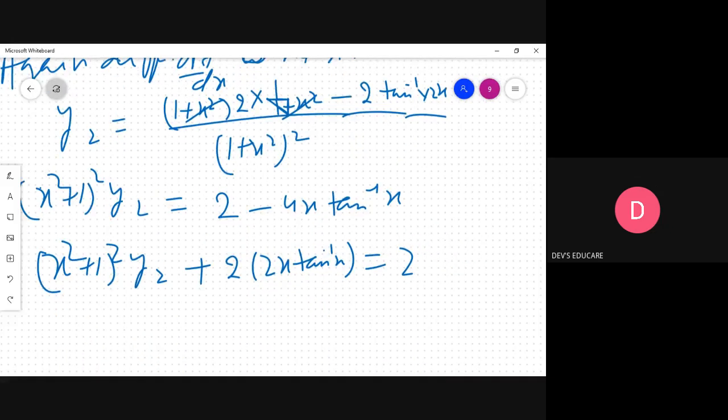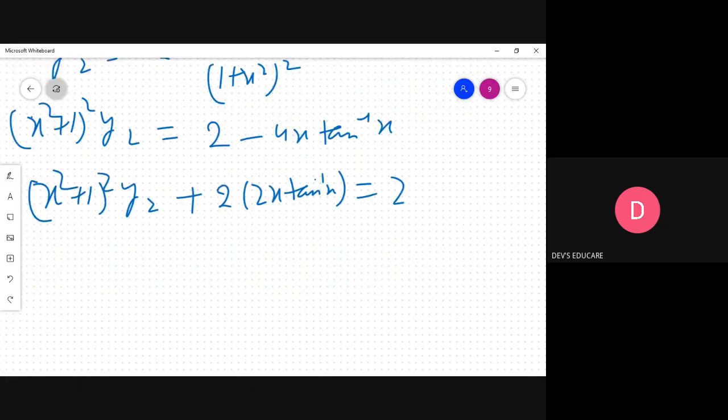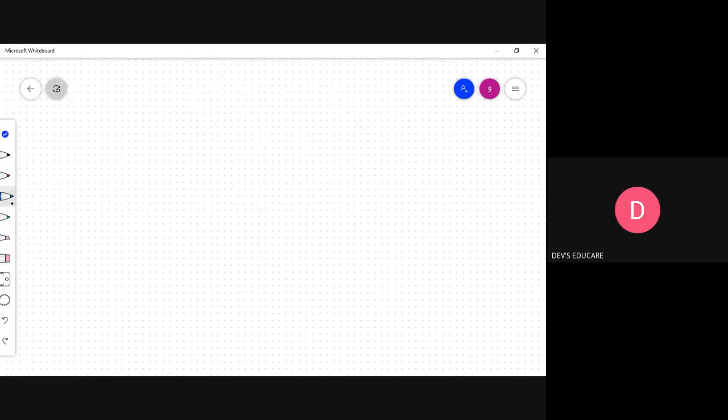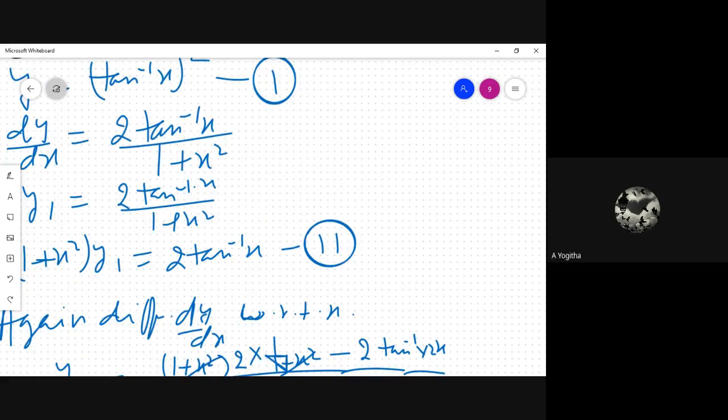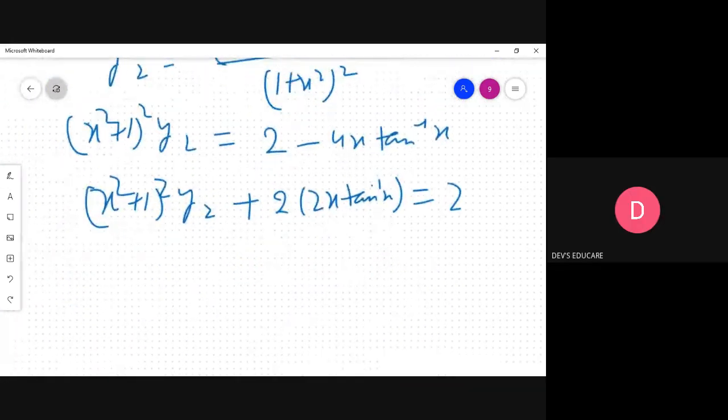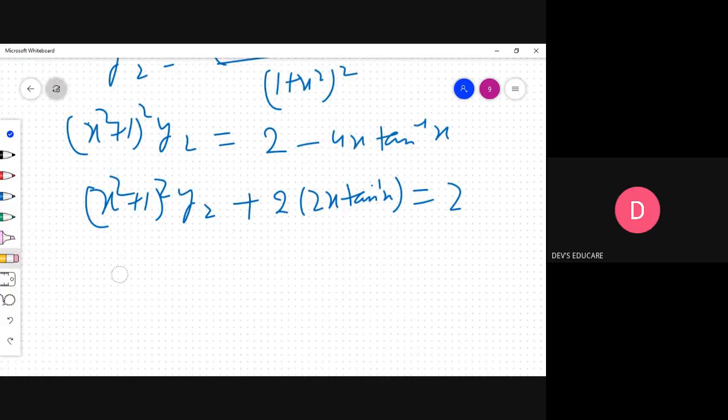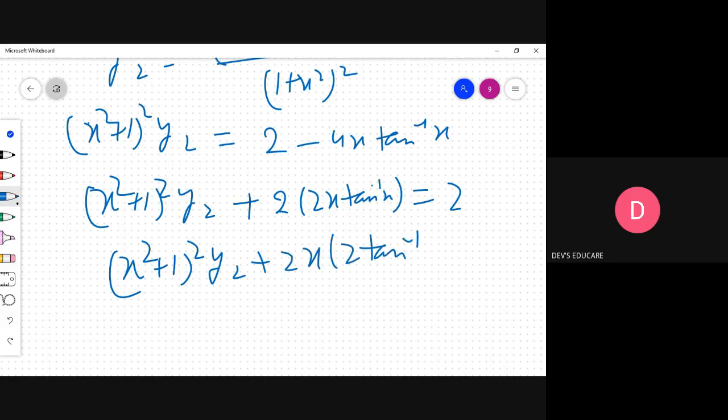Sometimes it stuck. So you just substitute it in the equation. Then you get 2 minus 2. So (x square plus 1) whole square y2 plus 2x, 2 tan inverse x equals to 2.